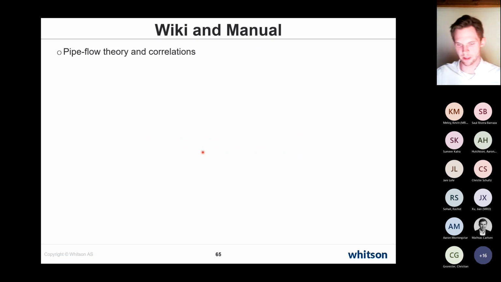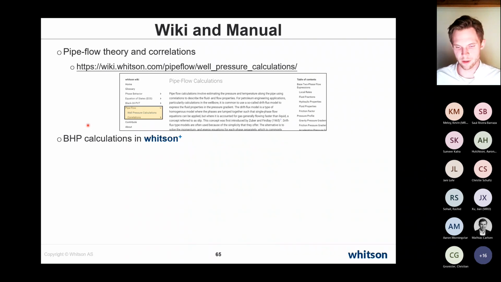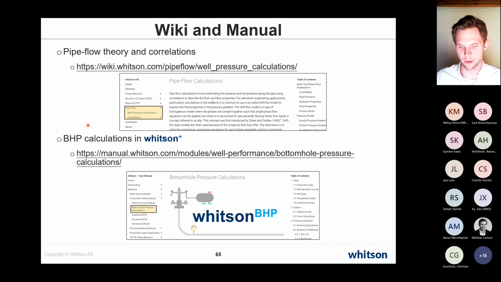Okay, a couple of references. We have two sources of information that can be nice to review in addition to the slides here. The first one is a wiki, wiki.whitson.com. There's a page, or a couple of pages there, on well pressure calculations and also the different correlations. There are more of the equations and everything described for each of the correlations. And then obviously we also have the manual for Whitson Plus. Also nice to get more of the logic built into the BHP calculator and how it treats different scenarios.